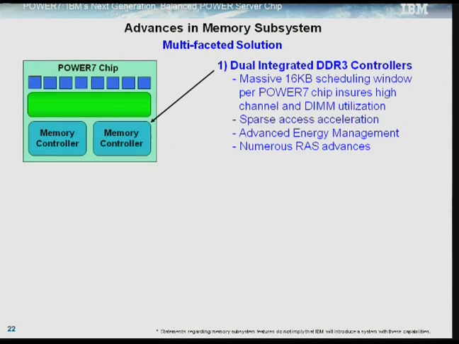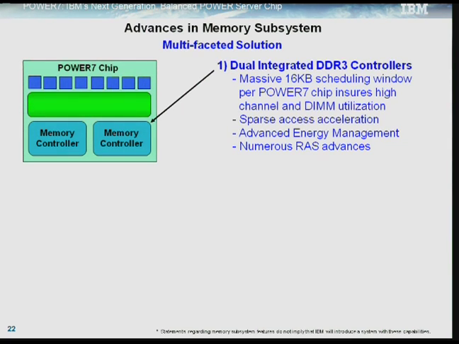So we attack this with a multifaceted solution. We have dual integrated DDR3 controllers on the chip. Because of just the bandwidth to get off the controllers, we put a significant focus on scheduling. We put in a large 16 kilobyte scheduling window. That means all the lines where we're currently doing reads and writes to memory, we can have about 16K of those lines swimming around being reordered to optimize their scheduling to the DIMM spec, in terms of what rank, bank, all that stuff that you go to, all the timings you've got to meet.